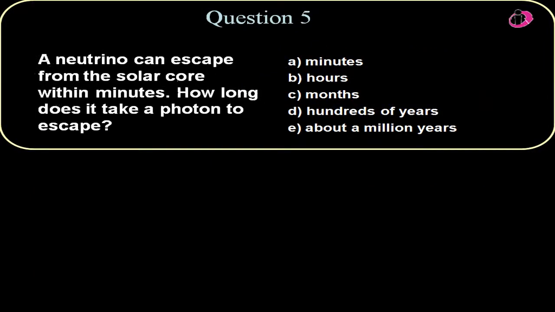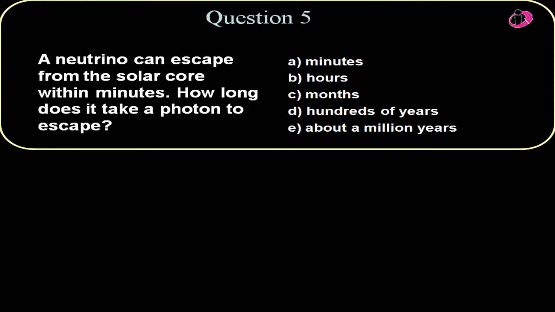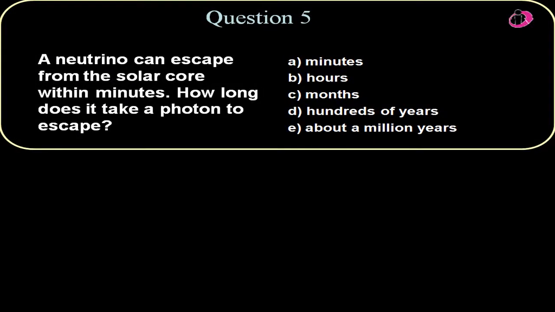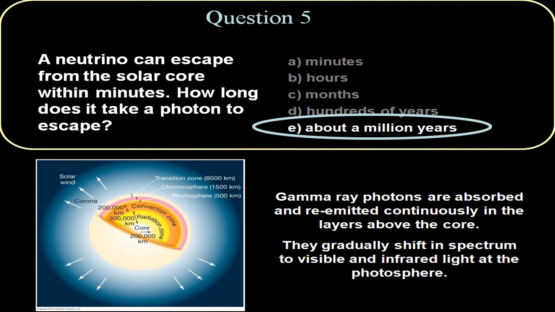Question 5. A neutrino can escape from the solar core within minutes. How long does it take a photon to escape? This is a good question. I don't believe I mentioned this in our lectures, but a photon can be trapped within the radiation and the convection zone for many years. I'm guessing about 1 million years. So a very long time. A photon can be trapped as it goes through these cycles in the convection zone, eventually changing to a lesser amount of energy in the form of visible and infrared light at the surface.